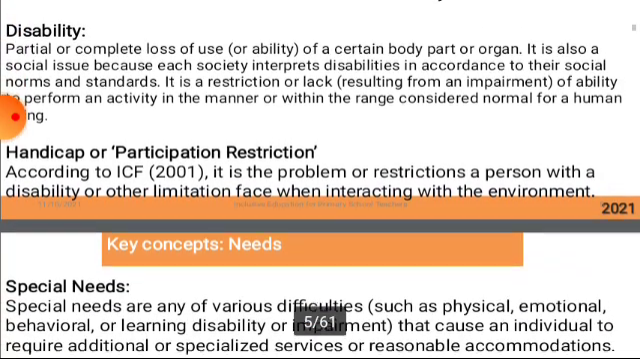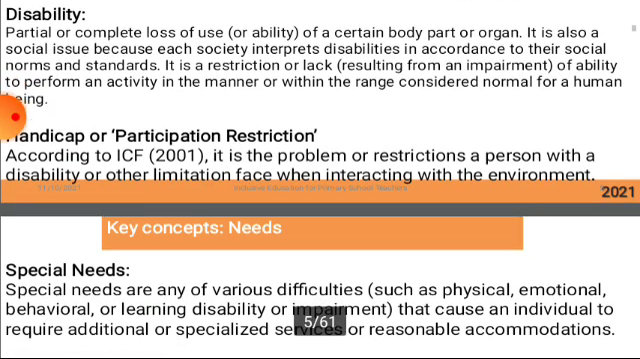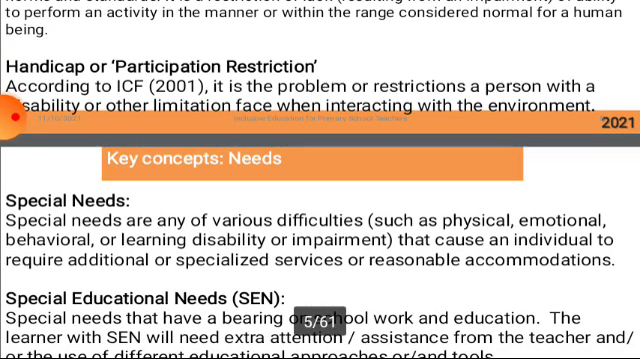Let's talk about the third concept, which is handicap or participation restriction. This is a restriction of a person with disability, or other limitation they face when interacting with the environment. You understand? Handicap can be society's attitude toward people with disabilities. Let's talk about this concept again. Handicap refers to society's attitude towards people with disabilities.